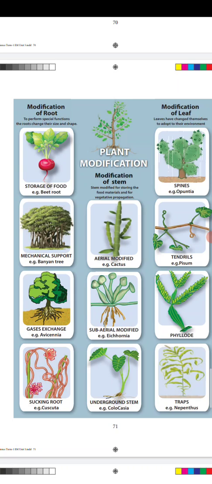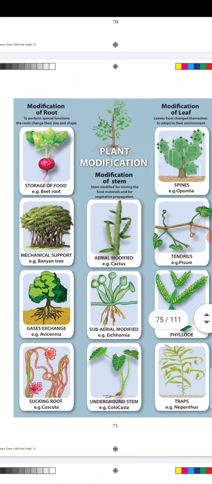Modification of root for storing food, for example beetroot. Radish, beetroot, and carrot all grow under the soil. So there is modification in the root. Next, the banyan tree has roots used for mechanical support within the earth. The banyan tree is one of the most important examples of the modification of root.